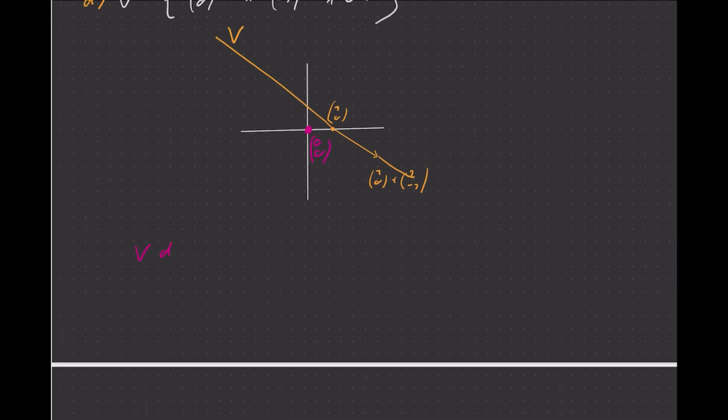So V does not contain the neutral element (0, 0) of vector addition. And therefore V is no vector space. Okay, so a seemingly small change can make a big difference in this vector space property.